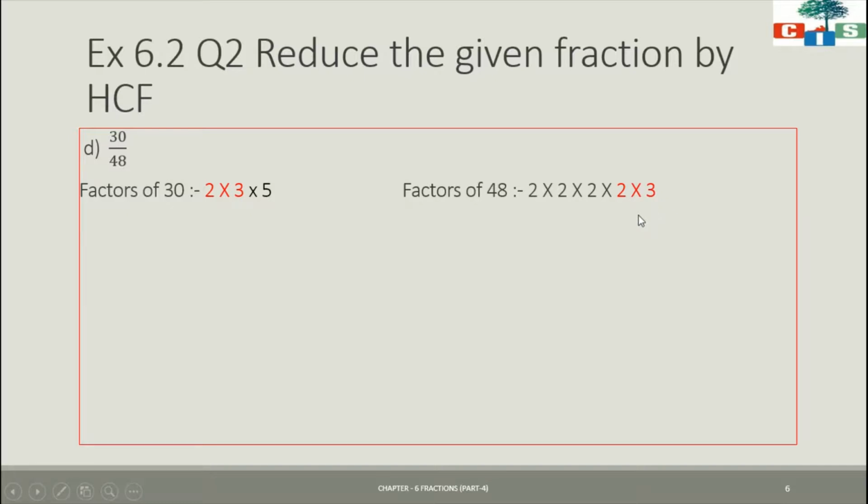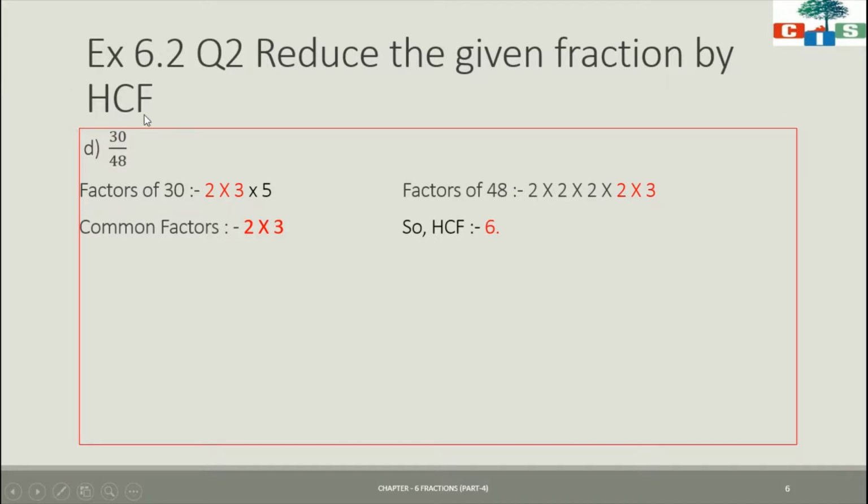Common factors means the numbers that are present in factors of 30 and in factors of 48. So scholars, we can see that 2 and 3, both numbers are present in factors of 30 and 48. So the common factors are 2 multiplied by 3. Now we'll find HCF by multiplying the common factors. So 2 multiplied by 3, which is 6, and it is the highest common factor of 30 and 48. Now we'll start with our second step. Our second step is that we have to reduce the given fraction by its HCF.